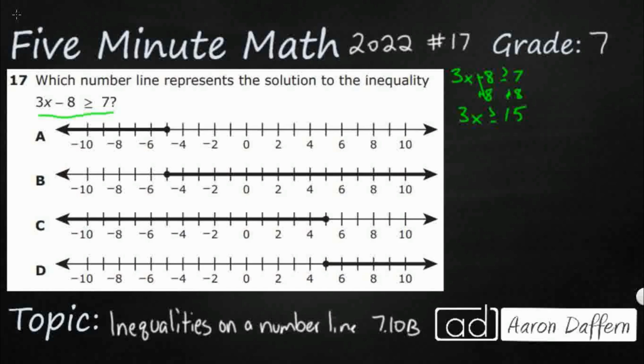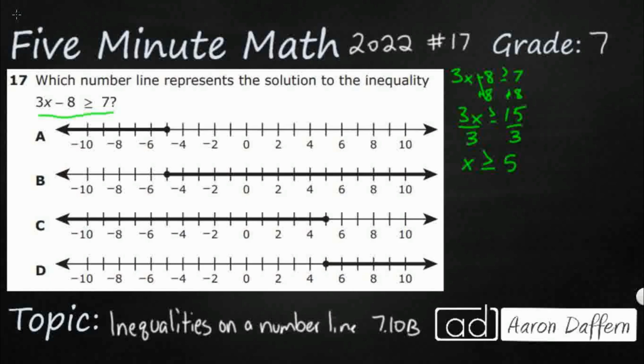All right. And so what we've got now is 3x is greater than or equal to 15. So now, since it's 3 times x, we're going to use the inverse operation, that's going to be dividing by 3. 3 divided by 3 is 1, so that's just going to disappear. So it looks pretty straightforward. It looks like x needs to be greater than or equal to 5.